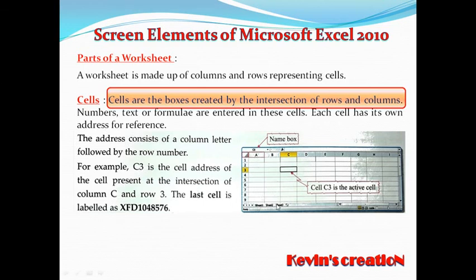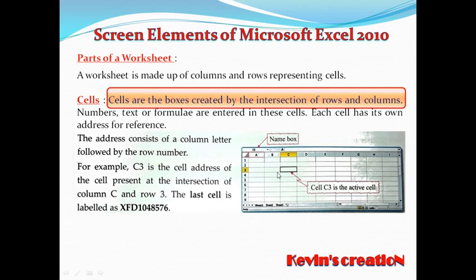These are the columns. All the columns are given names, A, B, C, D, E, F and so on. And all the rows are given numbers, 1, 2, 3, 4, that means this is the fourth row. This is column A, column B and so on. And these rectangular spaces, these boxes, are called the cells.